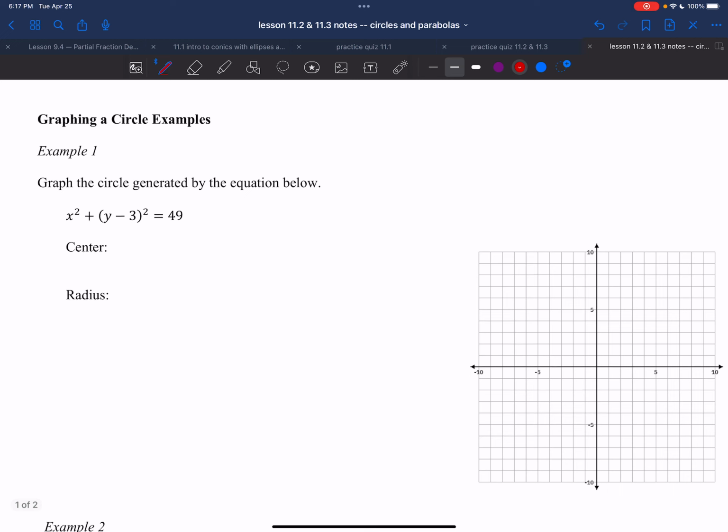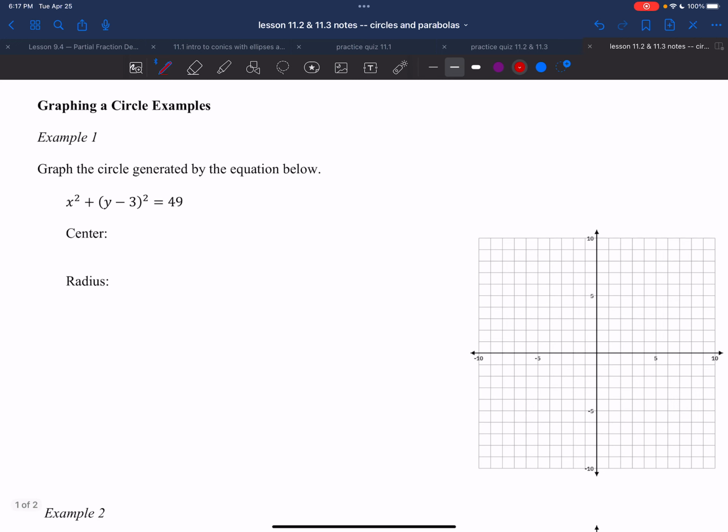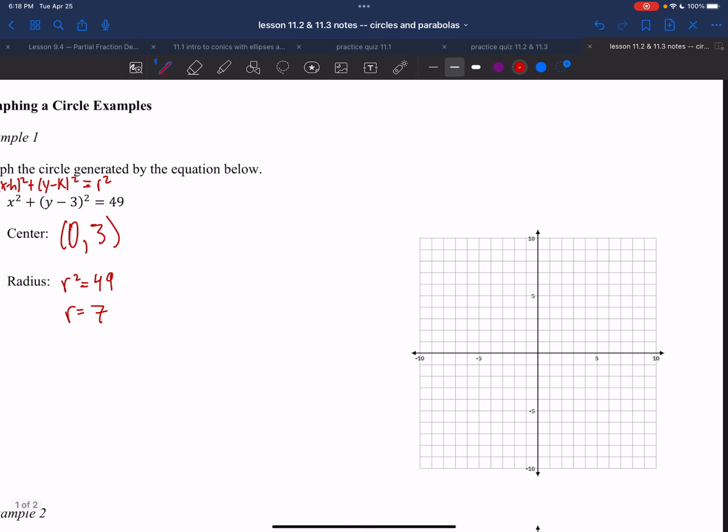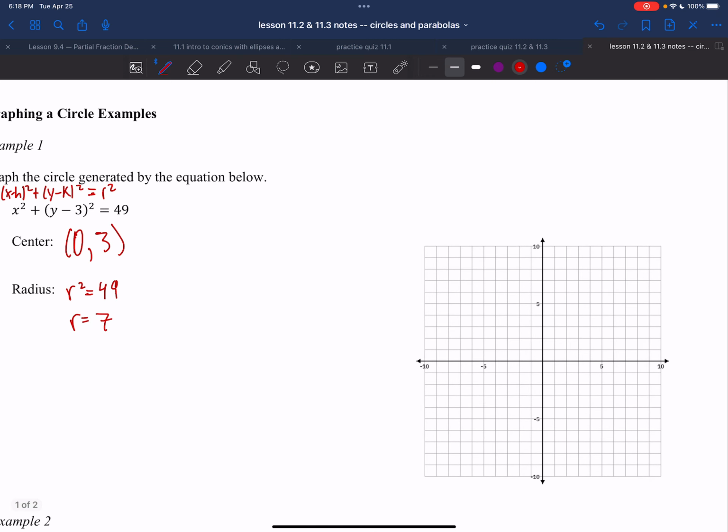All right, so let's graph this circle. Graph the circle generated by the equation below. So you see this is (x minus h) squared plus (y minus k) squared equals r squared. So h is 0, so it's 0 comma, k is 3. And r squared equals 49, so that means that r equals 7, because the square root of 49 is 7. So the center is (0, 3), and then I just need to go 7 in all directions.